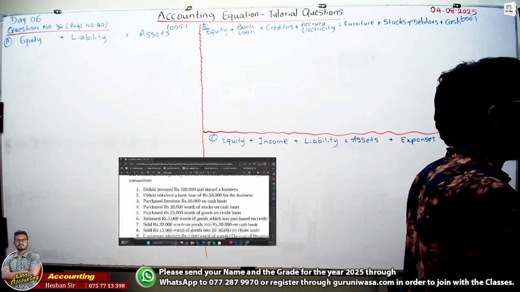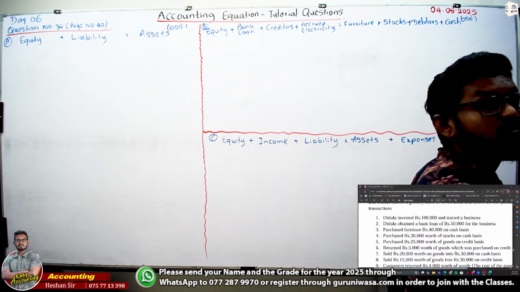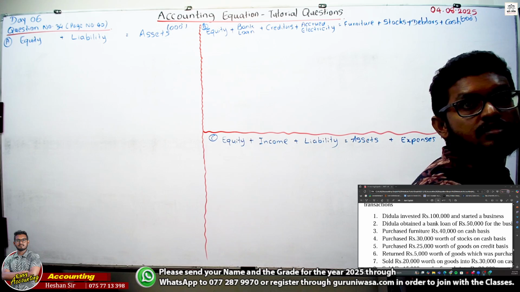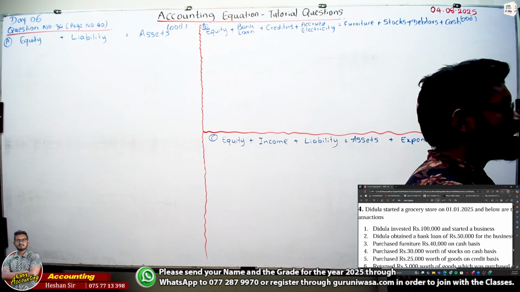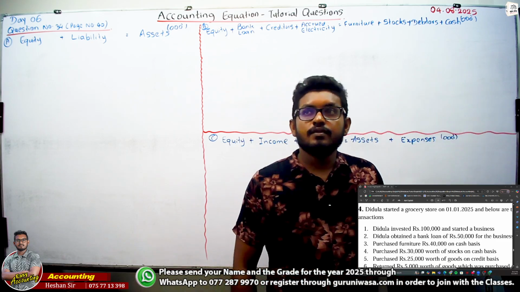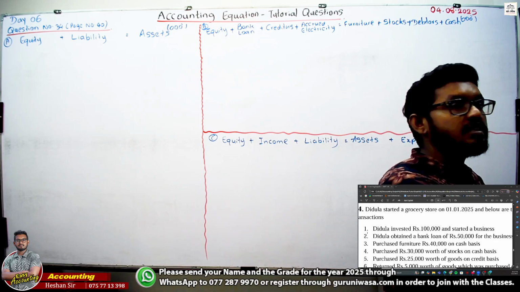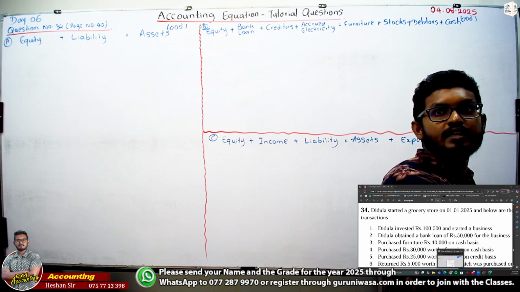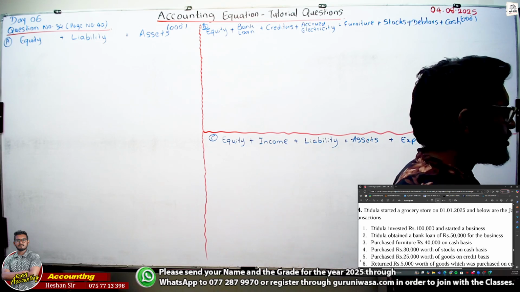Let's start with number 1. These are the transactions, starting from transaction number 1. This is a newly started business. Didula started the grocery store on 1st of January. Below are the January month transactions. Just remember, to have a clear idea when you are maintaining accounts, these are monthly transactions. Can you hear me, guys?